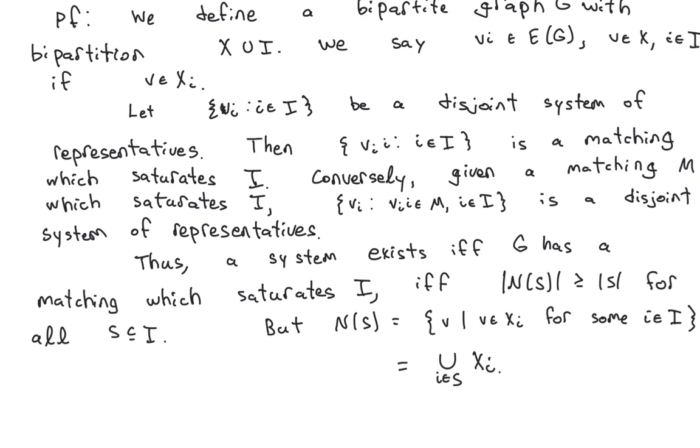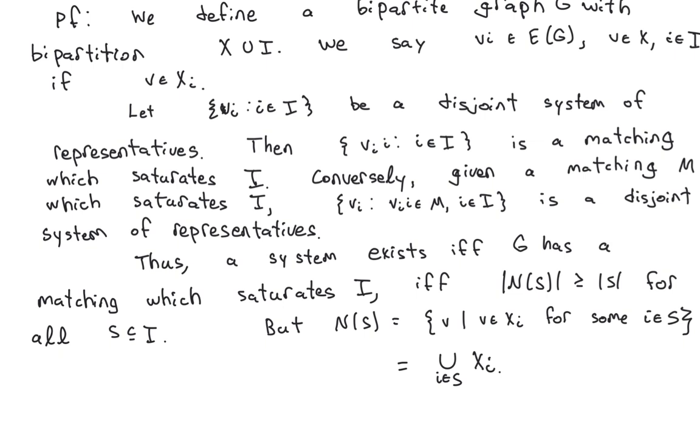So then we can use our Hall's marriage condition. So this happens if and only if the size of the neighborhood of S is at least the size of S for every subset S of I. But what is the neighborhood of S? Well, it's all those vertices with the property that V is on committee Xi for some i in S. Which means it's the union of the committees.